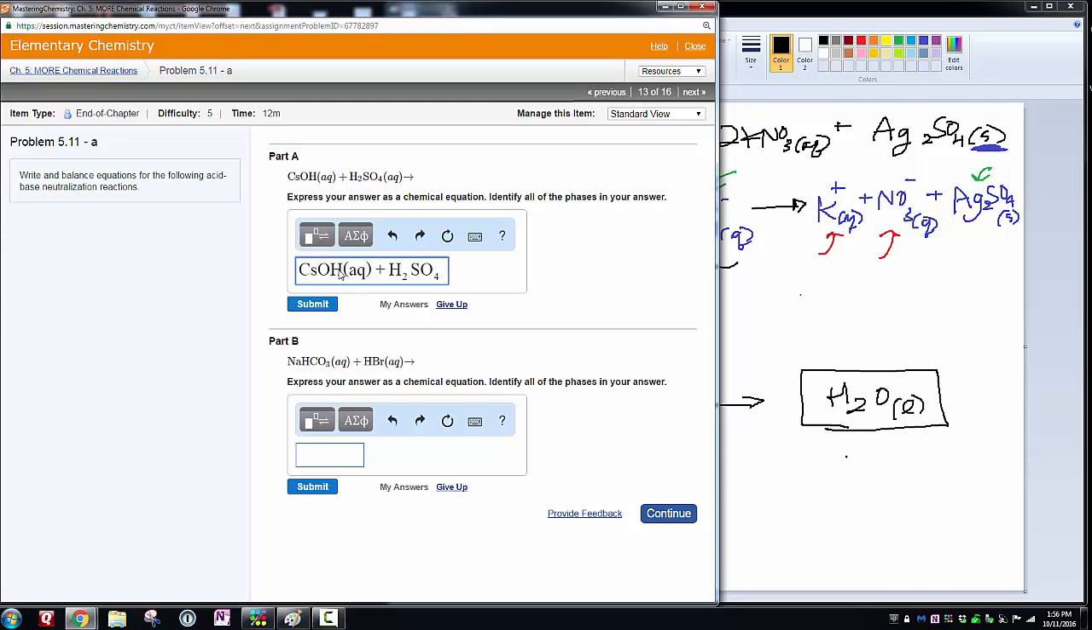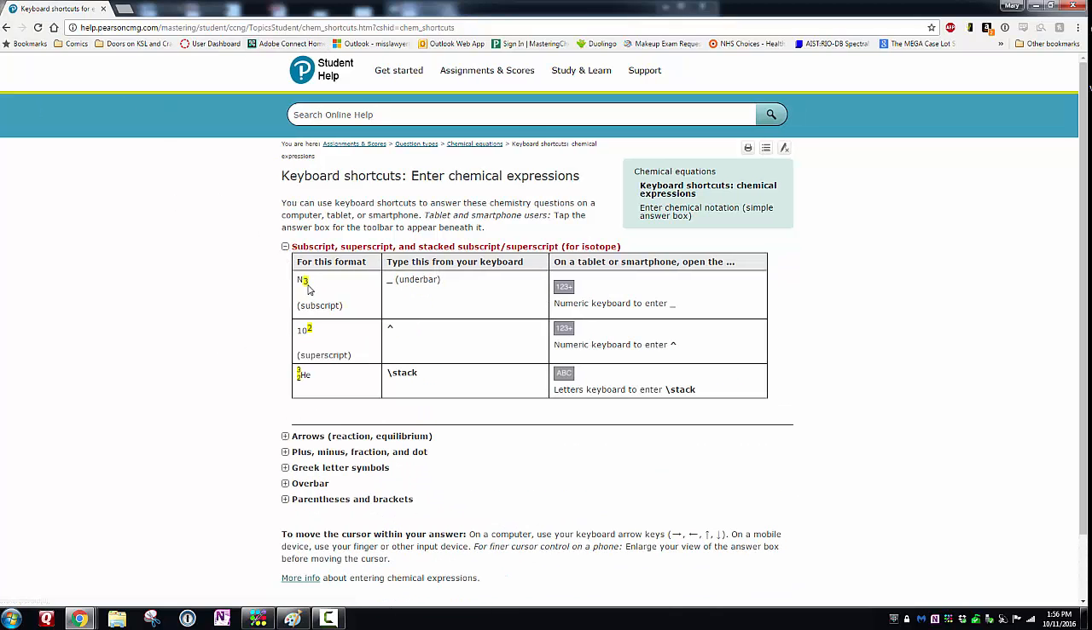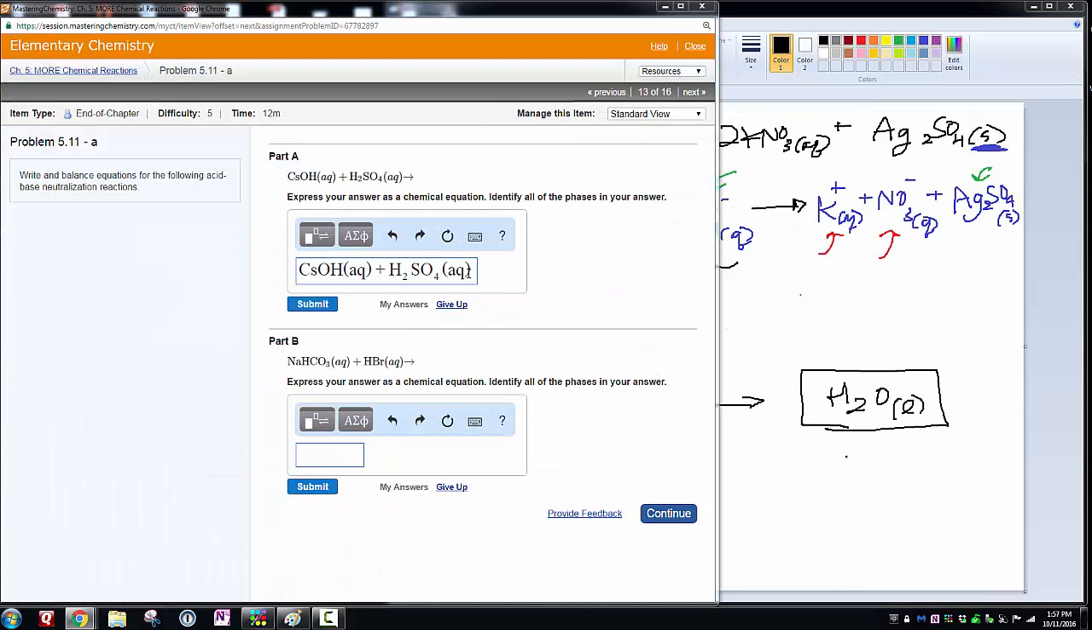H2SO4. That's aqueous. Oops. If you guys are wondering how I did that, if you've ever noticed this little keyboard thing up here, that'll tell you shortcuts. And for instance, you'll see if you click on that, it'll open up a new window and you can say, oh, this is really quick. If I want a subscript, then I just do an underbar on the keyboard and that puts me in subscript notation, and so on and so forth. For the rest of these, that's what I was doing.